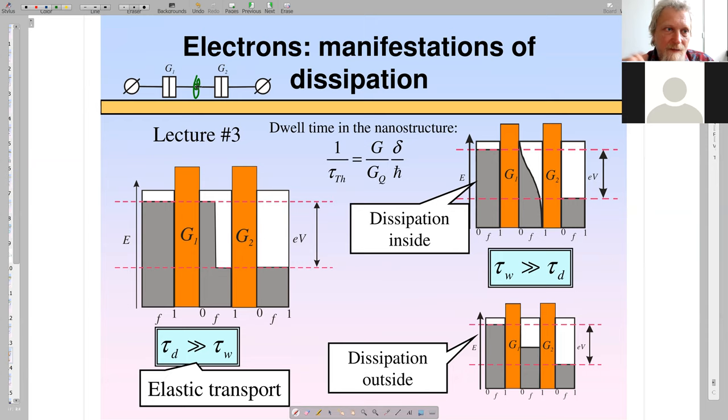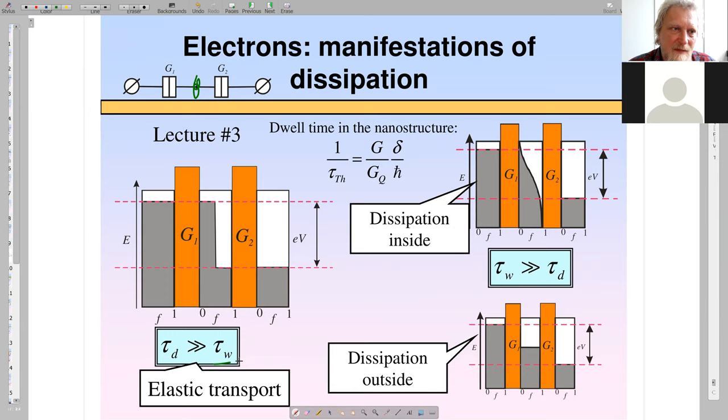The first scenario corresponds to elastic transport. In this case, electrons which go through a nanostructure just have no time to dissipate. Look, it's kind of funny. Of course, they lose energy sooner or later, but that will happen somewhere in the lead, and it would not affect the transport whatsoever. While in the nanostructure, they just don't have time to be there. So there is a dwell time, tau V, tau W, which characterizes this. Dwell time is short, no dissipation.